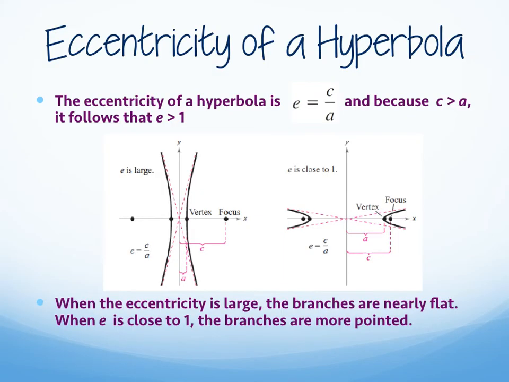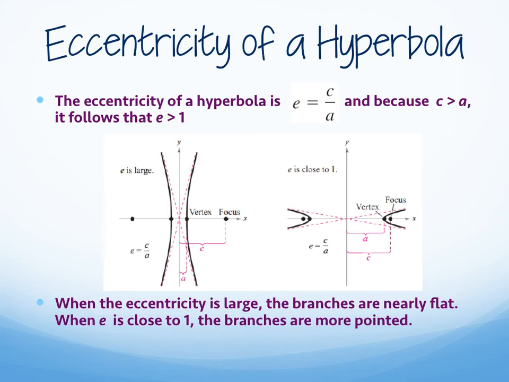All right, so eccentricity of a hyperbola. The eccentricity of a hyperbola is the same as it was for an ellipse, c over a. This time, e is always bigger than 1. So with an ellipse, it was in between 0 and 1. With a hyperbola, it's going to be bigger than 1 because c is always bigger than a. C is the sum of a squared and b squared, right? So it has to be bigger.